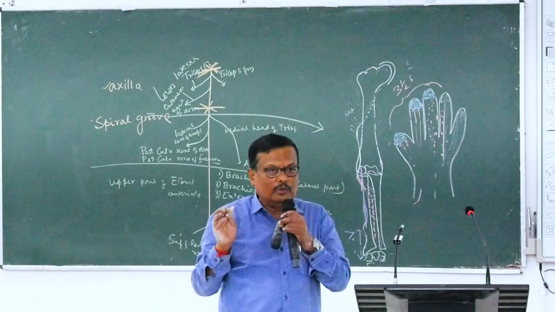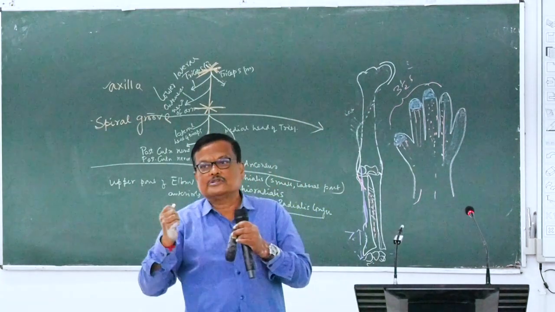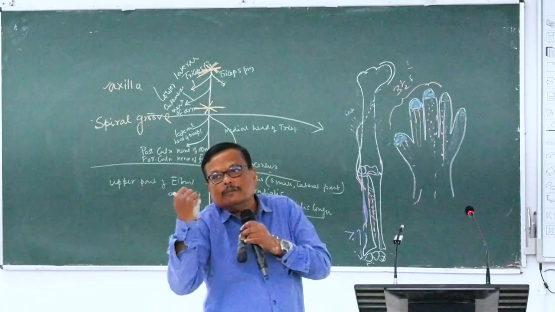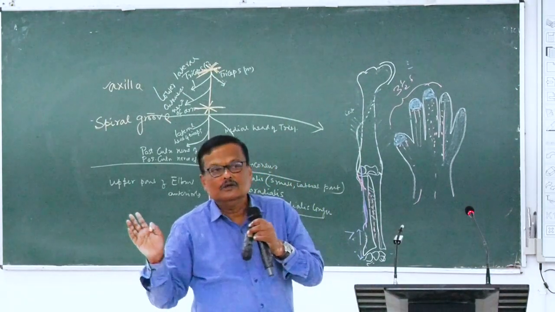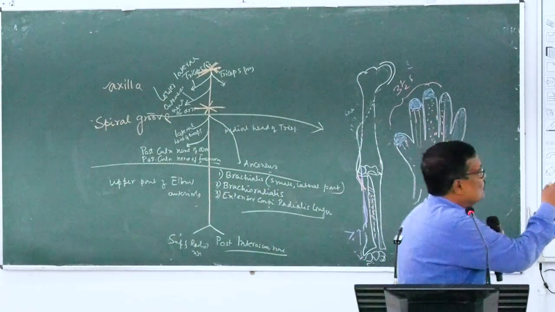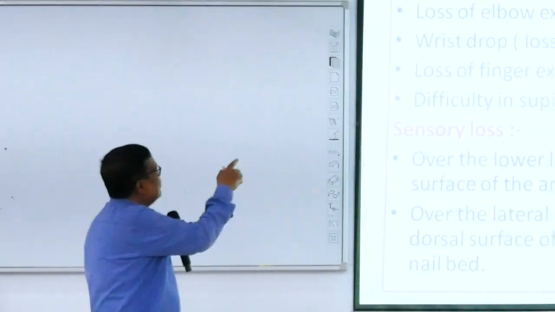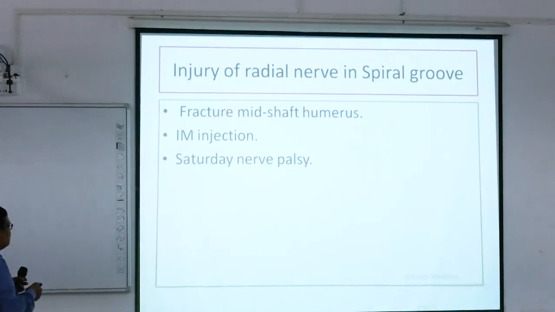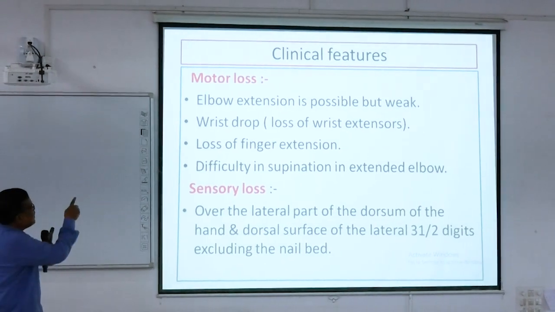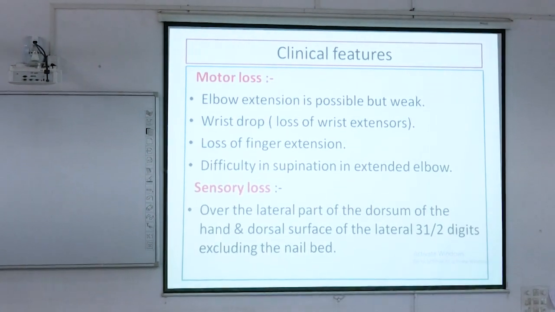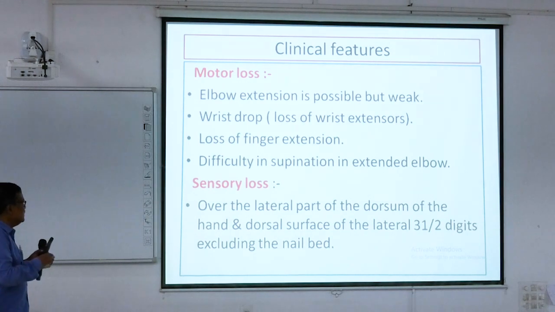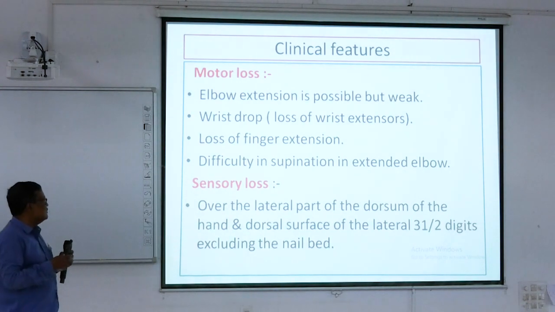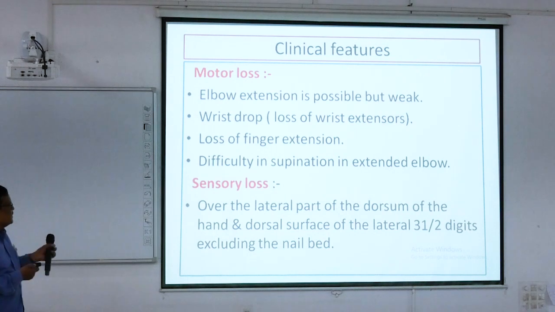আমরা তো সাম এক্সটেনশন বলবো না, বলবো দেয়ার ইজ এন উইকনেস অফ দ্য এলবো এক্সটেনশন। আমি যে জোরে করতে পারতাম সেই জোরে পারছি না, অনলি লং হেডের সাপোর্ট পাচ্ছি না। এলবো এক্সটেনশন ইজ পসিবল বাট উইক, আর বাকি সব হবে। রিস্ট ড্রপ, লস অফ ফিঙ্গার এক্সটেনশন, difficulty in supination in extended elbow. Also sensory loss over the lateral part of the dorsum of the hand, dorsal surface of the lateral 3.5 digits excluding the nail.